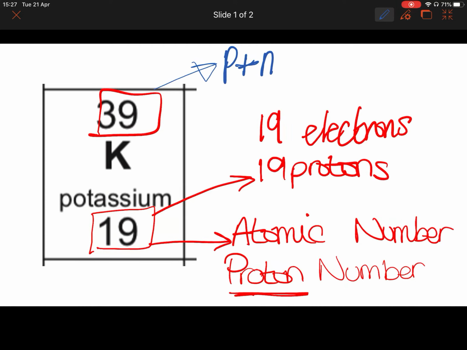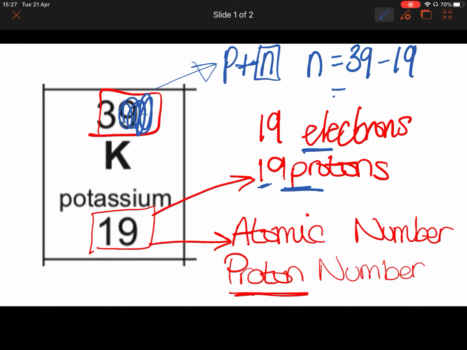So that number of 39 is so big because it's the two added together, whereas the bottom number just represents what they both are. So to find just the number of neutrons, because we found our electrons, we found our protons, we need to do this number, 39, minus this 19 number of protons. So for neutrons, we're going to do 39 minus 19, so we've got 20. So just by looking at this, I can see that I've got 20 neutrons, I've got 19 electrons, and I've got 19 protons.